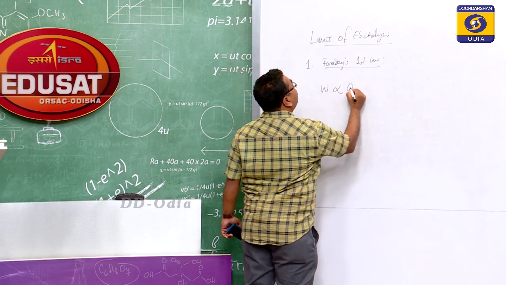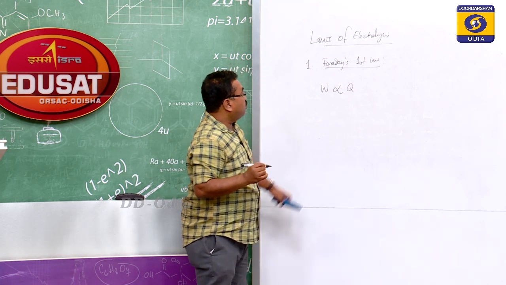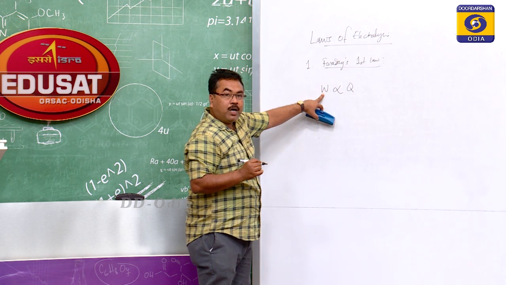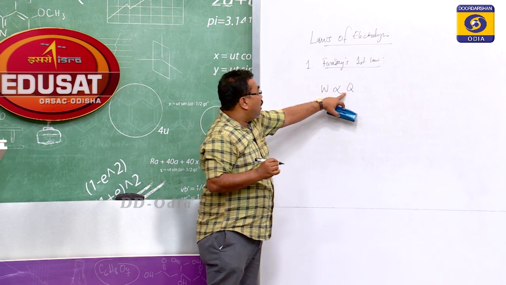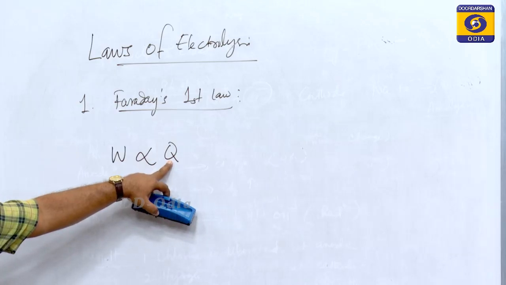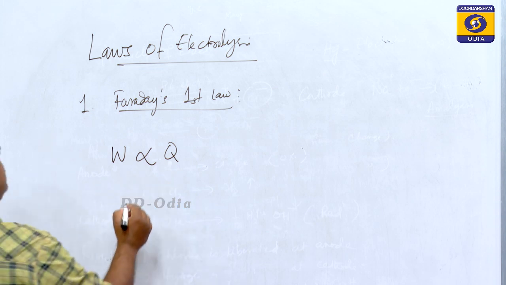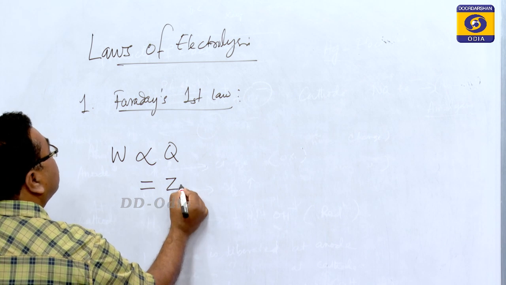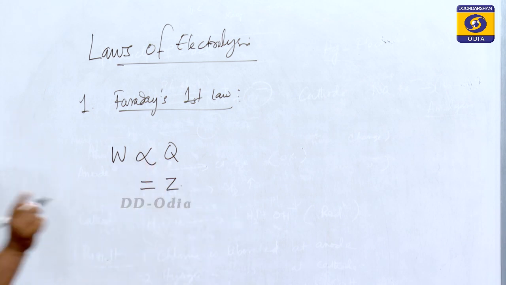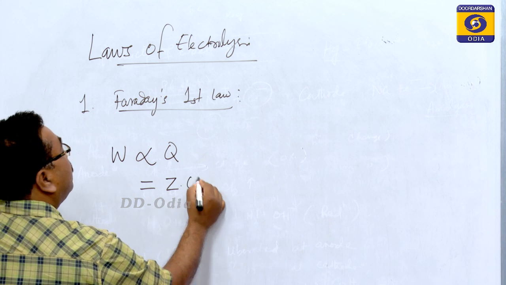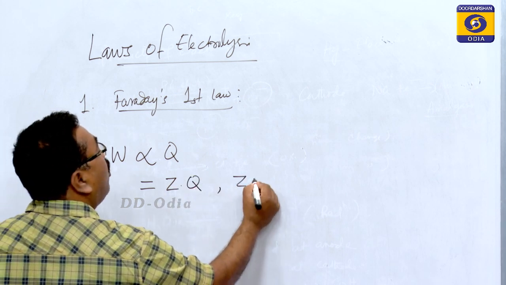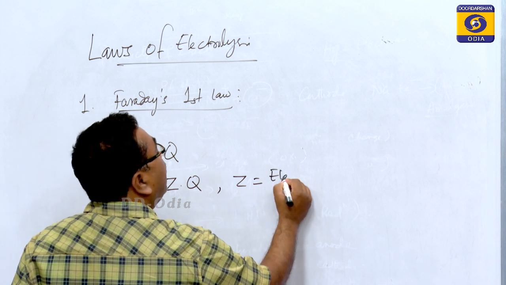Mathematically the form is very simple: W is proportional to Q. W represents the amount of substance produced as a product of electrolysis, and Q is the quantity of charge. To remove the proportionality, I will add a proportionality constant Z. So this will be W equals Z into Q. Z is a constant, called the electrochemical equivalent.